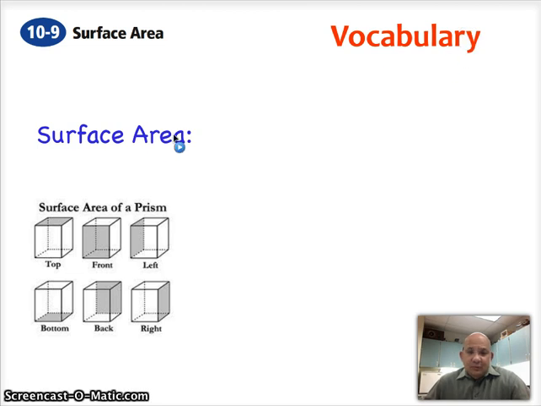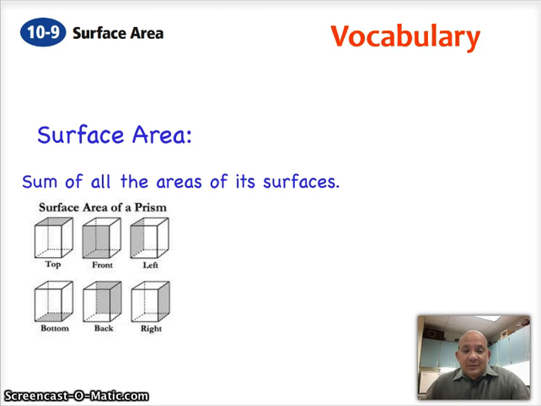Our first term is surface area. Surface area is the sum of all areas of its surface. So here we have a rectangular prism, and what this figure indicates is that we have the top, front, left, bottom, back, right, all 6 surfaces. We find those areas and we add them together. We sum those areas together to give us the total amount of surface area.